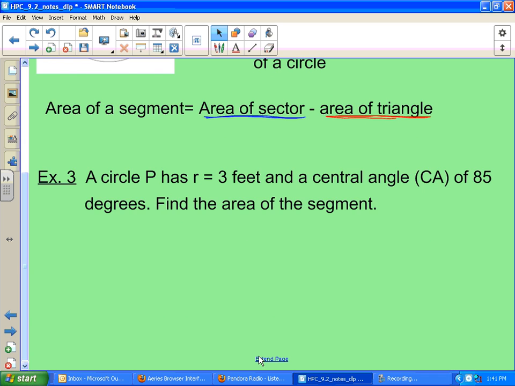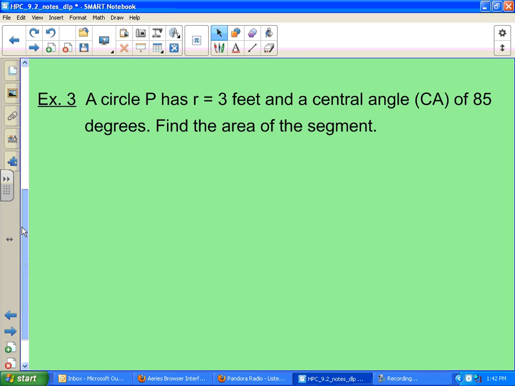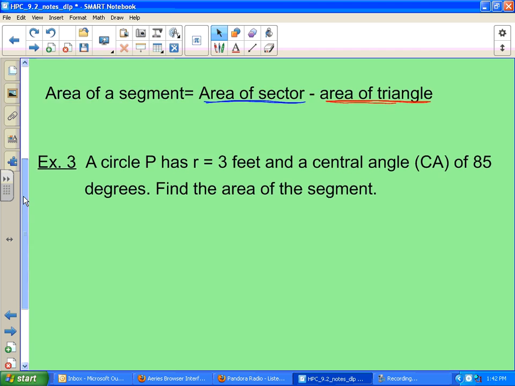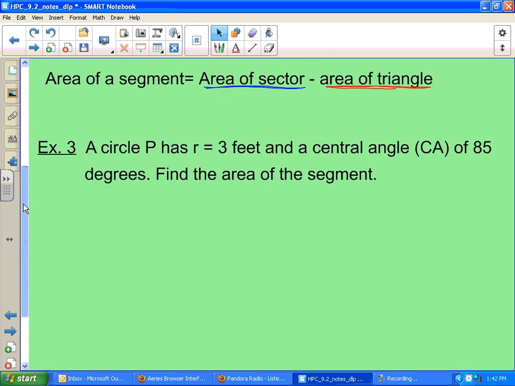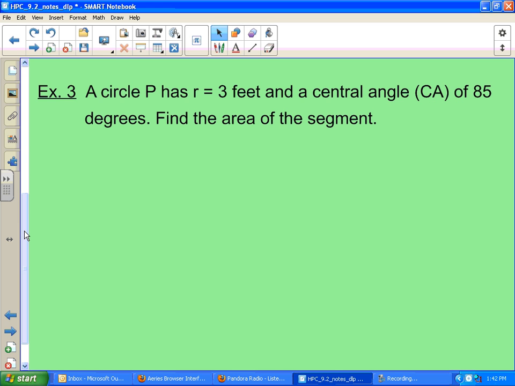All right, so let's do this thing. Being careful with units, I'm going to be emphasizing units for these problems. Area, we're talking about feet squared, inches squared, centimeters squared, whatever. So here we have a circle. Usually, you name a circle by a variable, and it's named off of the center of the circle. So circle P has a radius of 3 feet, central angle of 85 degrees.